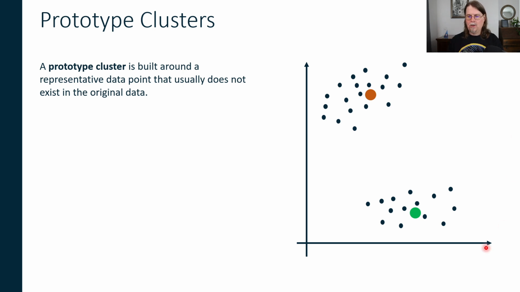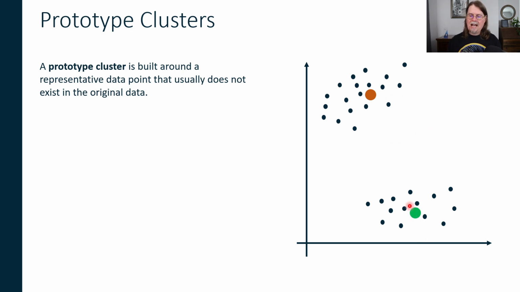So conceptually, you can see here I've got some data, and these darker data points represent actual rows of data in our data frame. And this big orange dot and this big green dot represent our prototypes. And these orange and green dots in prototype clustering techniques don't exist in the original data set. They're actually manufactured by the algorithm, by the technique, to allow the clustering to work. Preview of coming attractions, k-means clustering uses prototypes. So just keep that in the back of your mind for a later set of slides here.